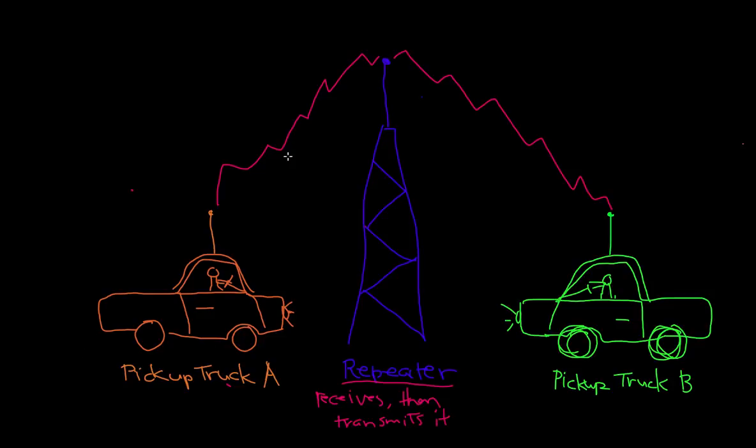And pickup truck B can do the same thing. He can transmit through the repeater to pickup truck A. So basically the pickup trucks can talk to each other via this repeater, which is sort of like this middleman.